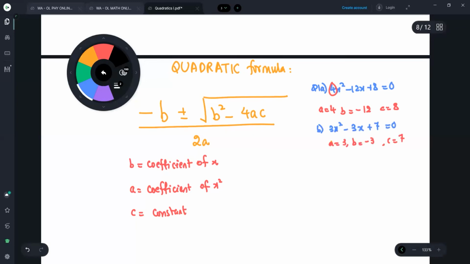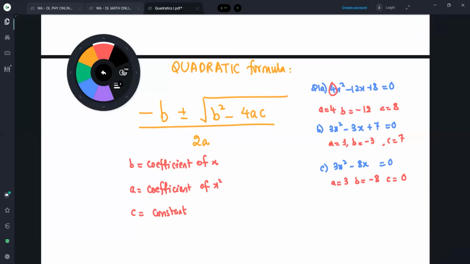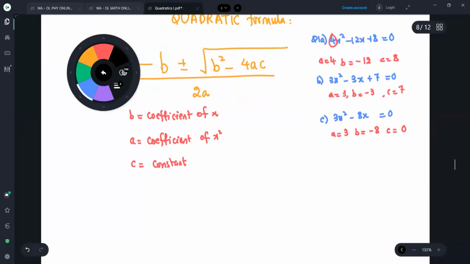Yes. Then another question. 3x squared minus 8x equals 0. What is a here? 3. What is b here? Minus 8. What is c here? So c is not given to us. So the value for c is 0. Understood? Another question.